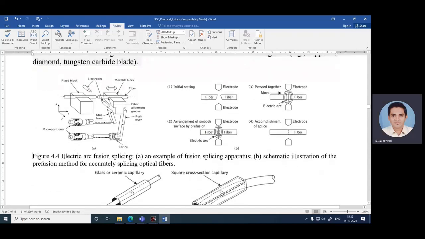Figure 4.4, electric arc fusion splicing. An example of a fusion splicing apparatus. This particular figure shows a fixed block, electrodes, movable block, fiber, then fiber alignment groove, a push lever, stop lever, a spring, and a micro positioner. Figure B is a schematic illustration of the prefusion method for accurately splicing optical fiber. In the initial setting, there are the electrode and fiber. Second is the arrangement of a smooth surface by prefusion with the electrode and fiber using the electric arc, then pressing together. Then the accomplishment of the splice.